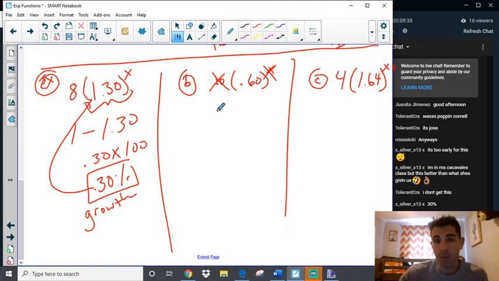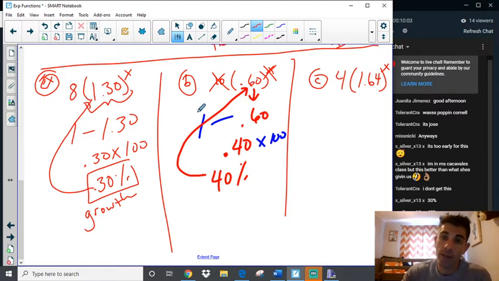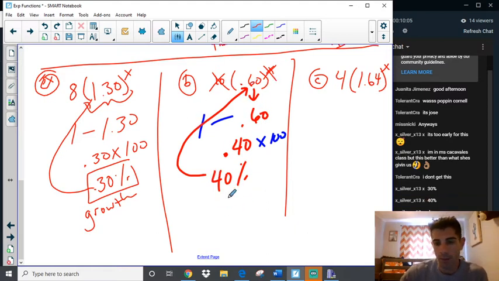Good. Try this one. I want to know, what is the percent? And tell me if it's a growth or decay. As always, you're going to do 1 minus what's inside your parentheses. That's going to be 1 minus 0.60 is 0.40. And then every time you multiply it by 100. Good. Then that's going to be 40%. Now, is this a growth or a decay? Is that number 0.60 greater than 1 or less than 1? Good. Less than 1, so we know it's a decay.